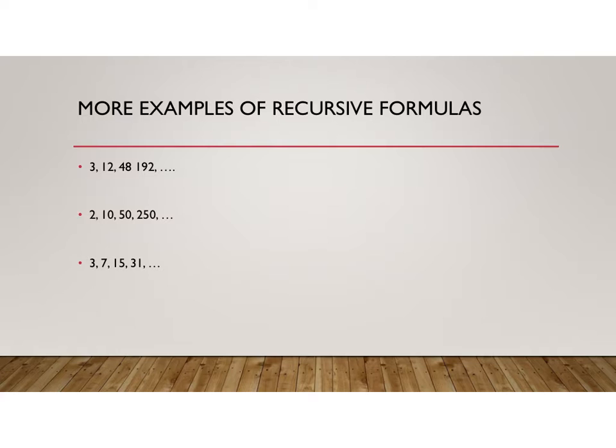So, more examples of recursive formulas. For this first one, I'm going to write down a sub 1, a sub n, and a sub n minus 1. And then put in my information. I know my first term's 3. What are they doing to the previous term? They're multiplying by 4. So I could just put a 4 out in front like that, showing a recursive formula.